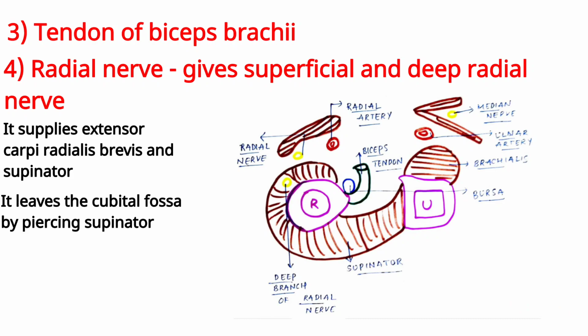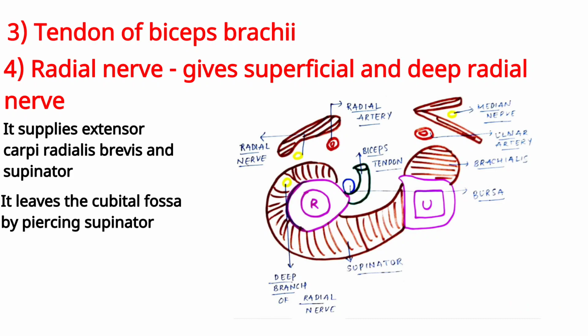Now coming to the third structure of the cubital fossa, it is also very important. That is tendon of the muscle of the front of arm, that is biceps brachii. This tendon is also known as bicipital aponeurosis. It is the third structure from the medial side in the cubital fossa.